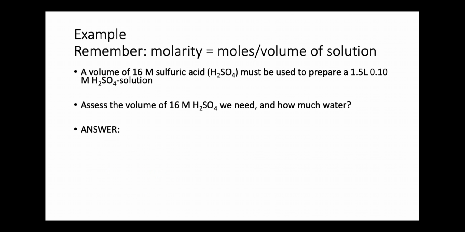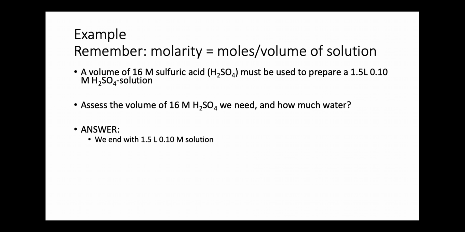Okay, one more. A volume of 16 M sulfuric acid, really concentrated and really nasty when you have it on your hands, must be used to prepare 1.5 liters 0.1 M H2SO4 sulfuric acid solution. What's the volume of my concentrated sulfuric acid we need, and how much water? Let's answer that the same way as we did for the previous slide.